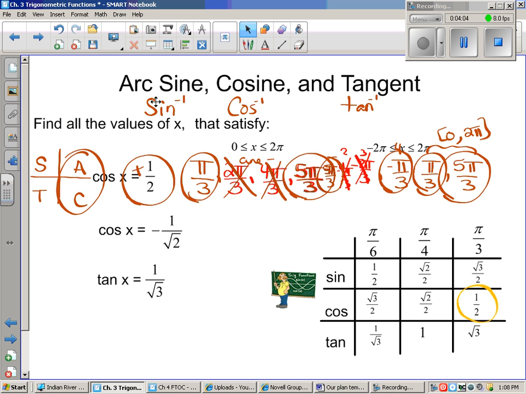Cosine x equals -1 over root 2. In the same way that we just addressed the last one, we basically are asking ourselves, when does cosine equal that? And so when is the first time? I hope many of you are saying, well, I know that it's a pi over 4 angle, but we have to consider the fact that it is, in fact, negative.